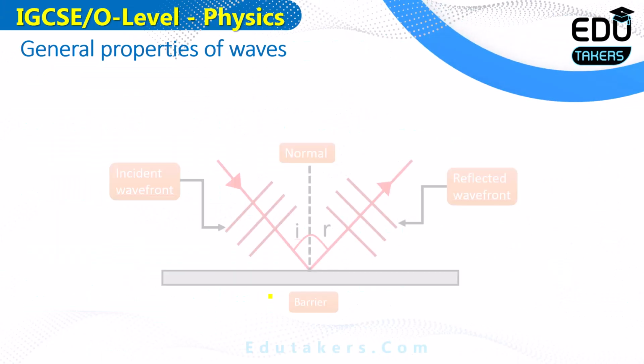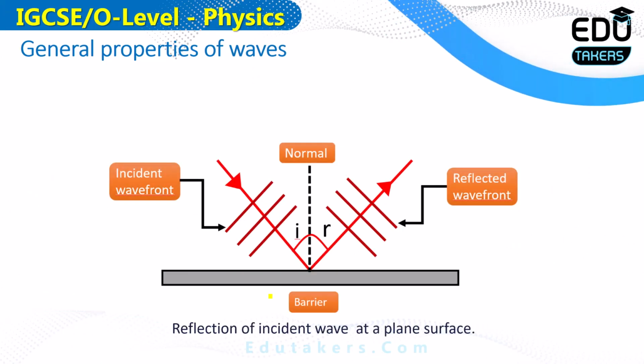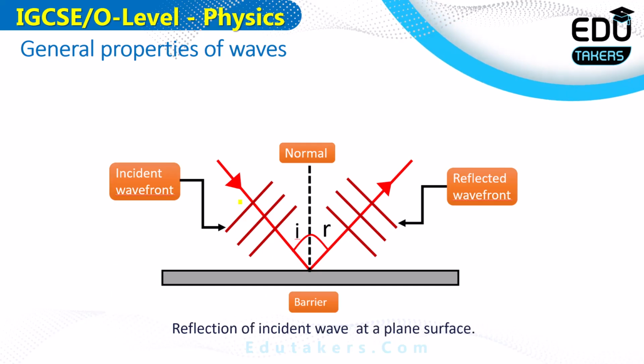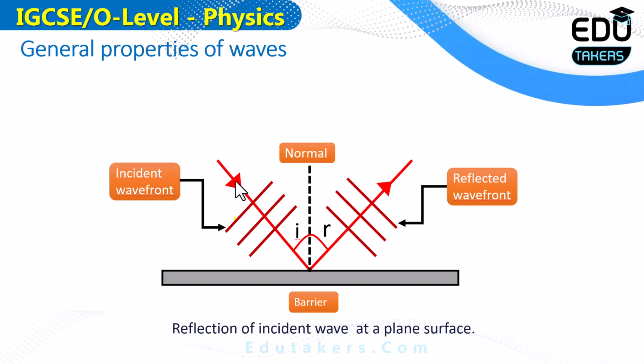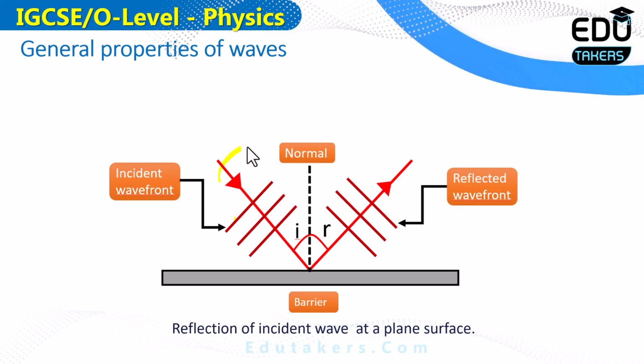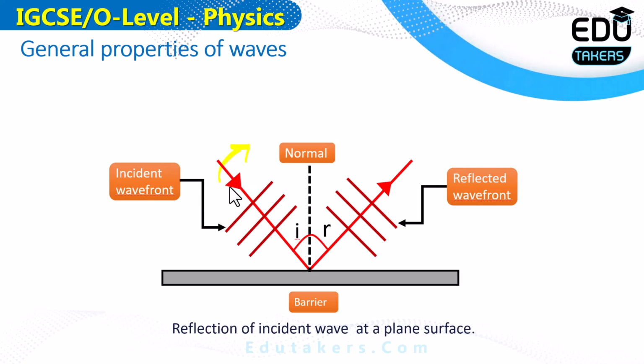Here we will see what is meant by the normal line, what is the angle of incidence and what is the angle of reflection. First of all, see this diagram. Here is the incident wavefront. Here is also the incident wave, which is shown by the red wave. This one is the incident wave.